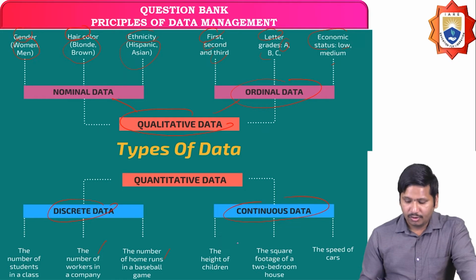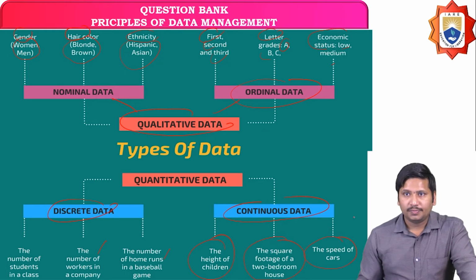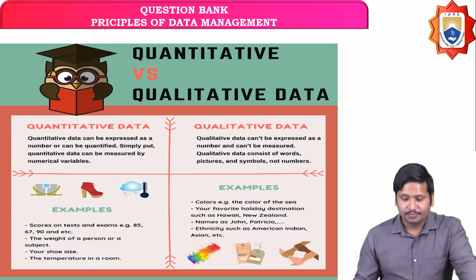And continuous data will be the height of the children, the square footage of a two-bedroom house, and the speed of cars. So this should be continuous data, right? So these are some of the examples of the different types of data that we have.